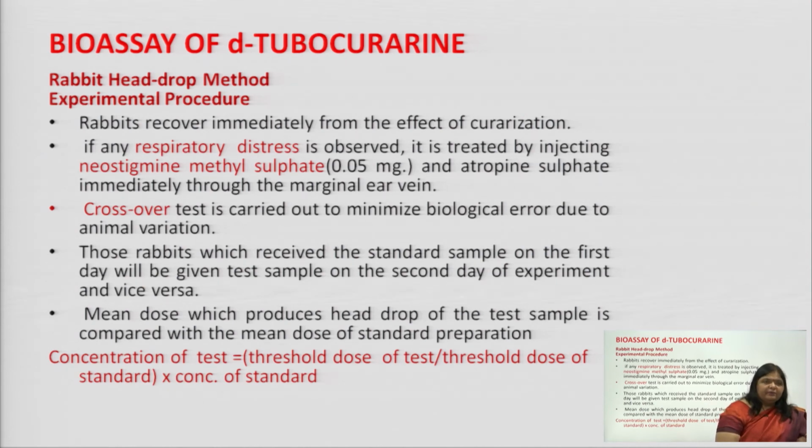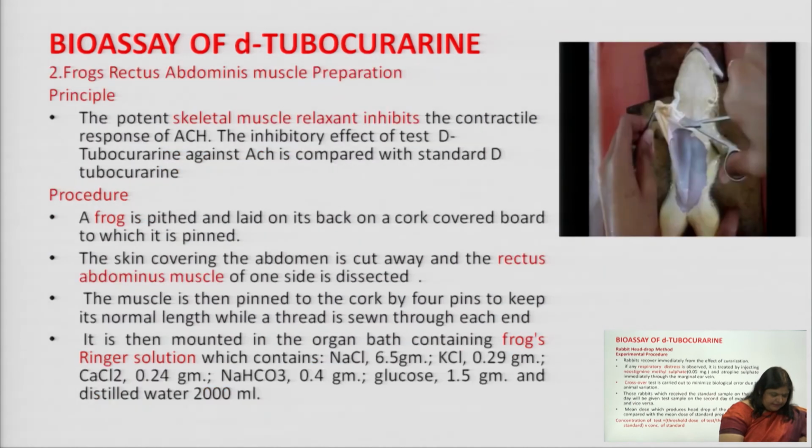The principle remains the same: D-Tubocurarine causes skeletal muscle relaxation, and when we administer the drug to the standard and to the sample, the rabbits are not able to hold their head erect, they drop their head because of skeletal muscle relaxation, and that is how we can find out the potency of the test sample in comparison to the standard sample.